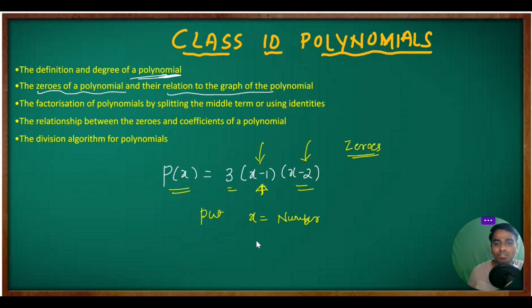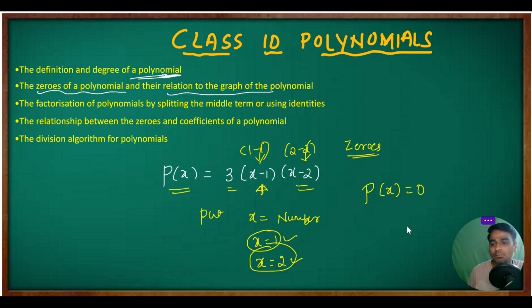To make the first bracket 0, you can just put x equal to 1, right? If you put x equal to 1, 1 minus 1 becomes 0, and in the second bracket you put 2, so 2 minus 2 becomes 0. By putting these x values, the whole polynomial p of x becomes 0.